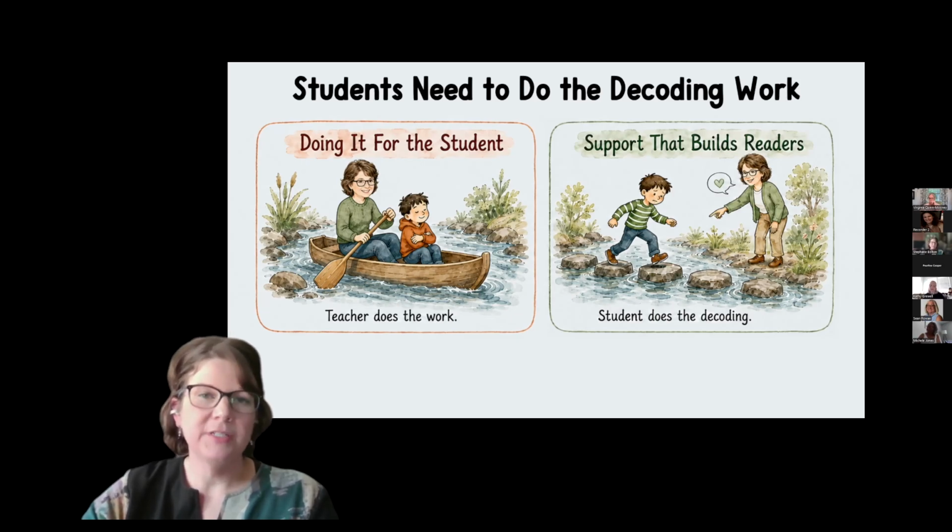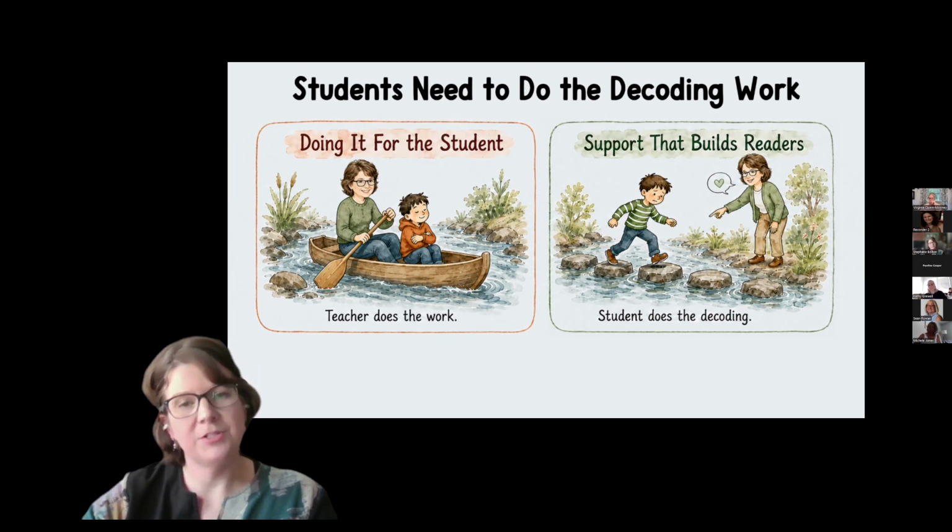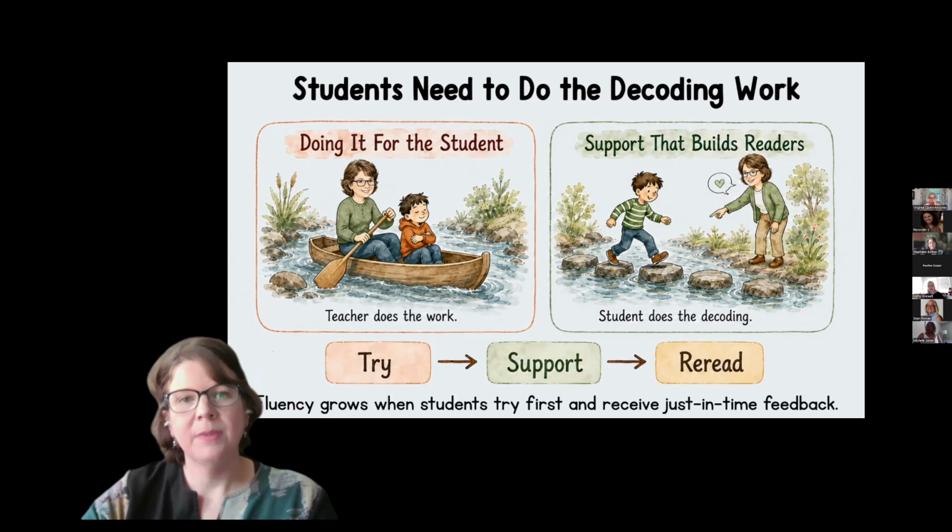But if we hold back just enough and have the student do the decoding work while we are right there with that just-in-time feedback and support, we're actually doing the hard job of building readers through that process. And in time, it's more enjoyable for the students because they see themselves improving. There again, the motivation becomes natural because they know their hard work is paying off. So when students are reading, we should have them decode each and every word and provide the minimum amount of support needed.